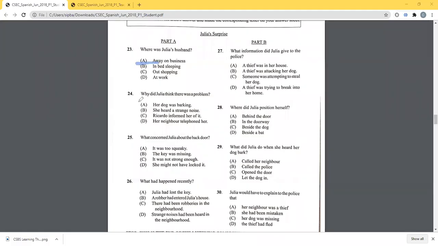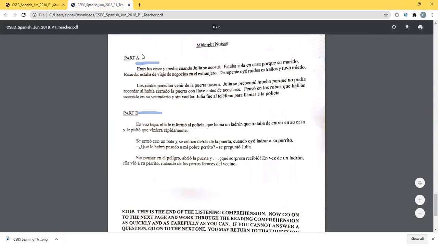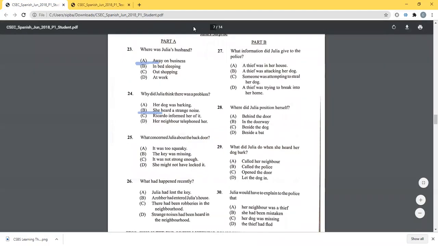Nice. 24. Why did Julia think there was a problem? She thought there was a problem because she heard strange noises, right? If you didn't see that part, she heard strange noise. Okay, see my annotation, don't worry about that. But she heard, de repente oyó ruidos extraños, and she was scared. Tuvo miedo, ¿no? Exactamente. Right.